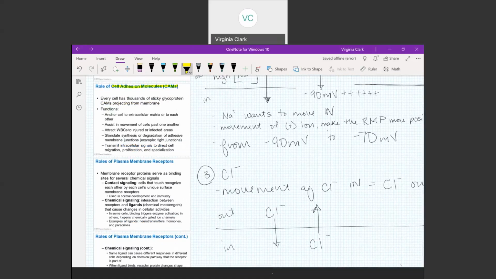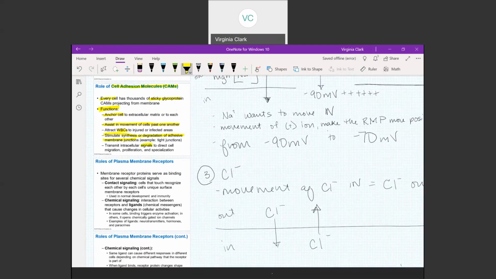Every cell has a bunch of these really, really sticky proteins. So this is common on every cell. Some general reasons why you have these sticky proteins is it will anchor the cell to another cell. It will cause the cells to move past each other. It's really important with the immune system and white blood cells. And it can actually stimulate the synthesis or degradation of adhesive membrane junctions, essentially meaning it can cause cells to stick together better. It can create new junctions or some sort of signal.